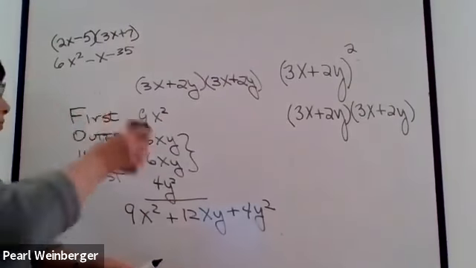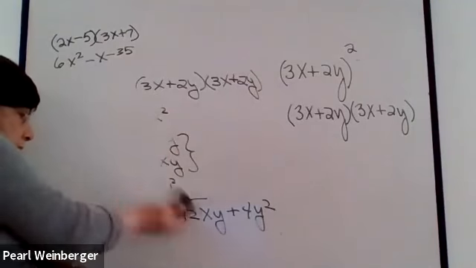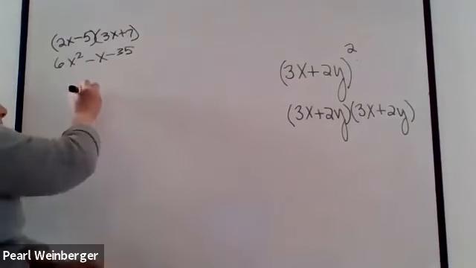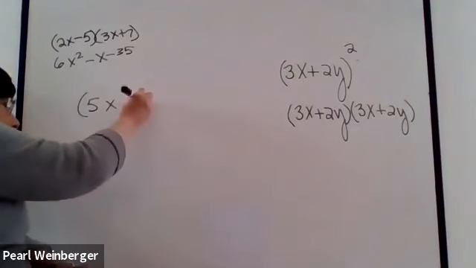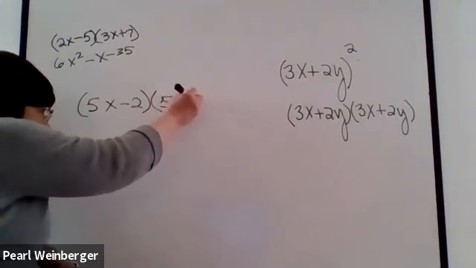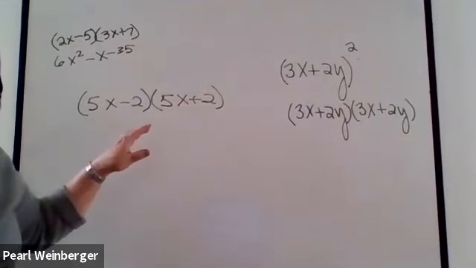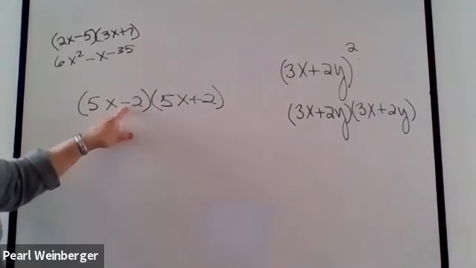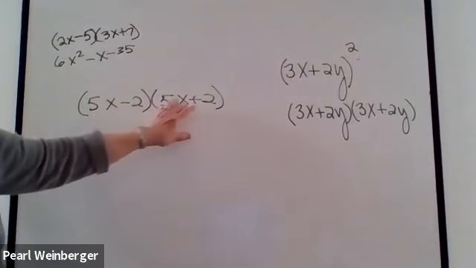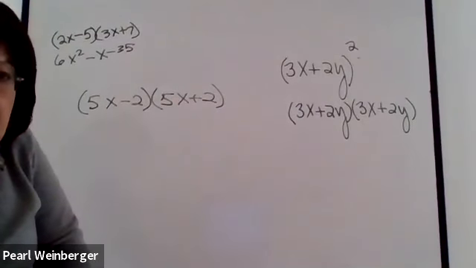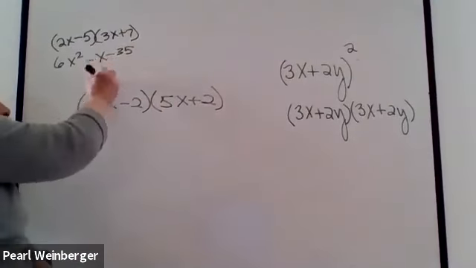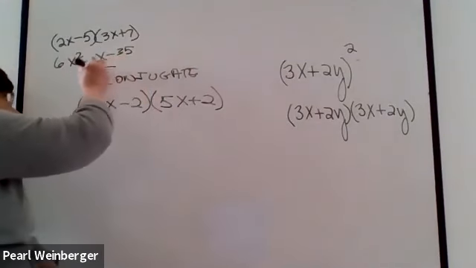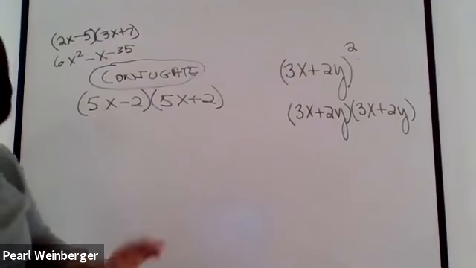Okay, what if I gave you something like this? What if I gave you 5x minus 2 times 5x plus 2? If you look at these two binomials, they look almost identical. They both have 5x's, they both have 2's. But one has a negative between the 2 terms, and one has a plus between the 2 terms. Those type of binomials are what we call conjugate binomials. I don't know why they're called conjugate binomials. I know what the word conjugate means, but I don't know why it's called conjugate binomials, but that's a term that's used.